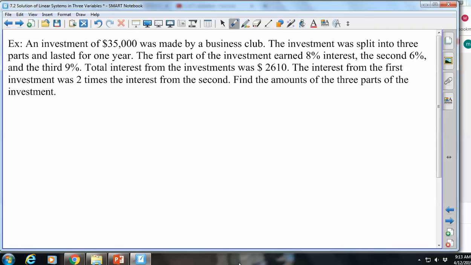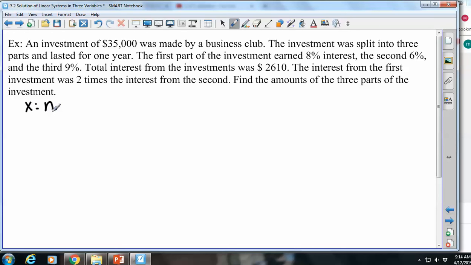An investment of $35,000 was made by a business club. The investment was split into 3 parts and lasted for 1 year. The first part of the investment earned 8% interest, the second 6%, and the third 9%. Total interest from the investments was $2,610. What are the things that I don't know here? The amount invested in each part.